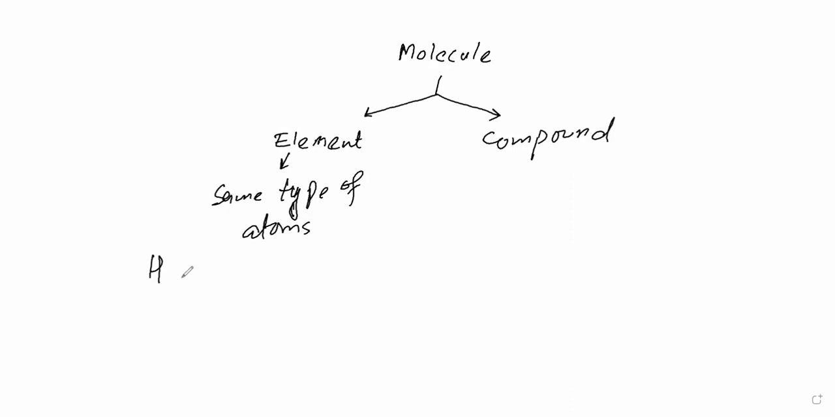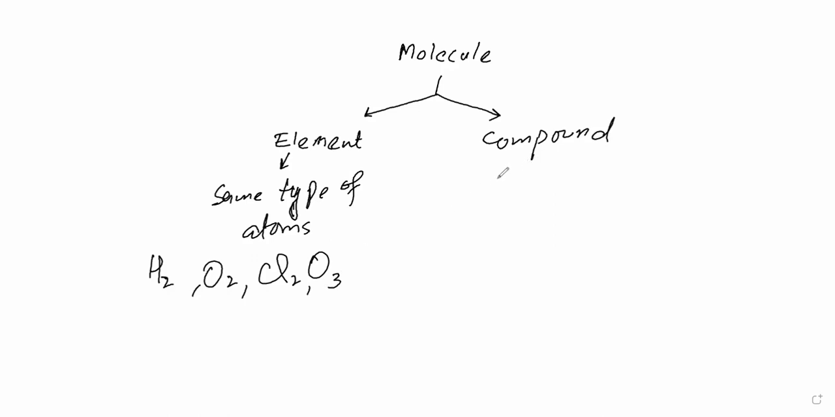Molecule of an element. H2 is a molecule because 2 atoms of hydrogen combined, but the 2 atoms of hydrogen are of the same type, so that's why we call it a molecule of an element. Is it clear?